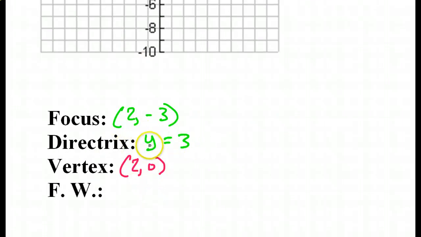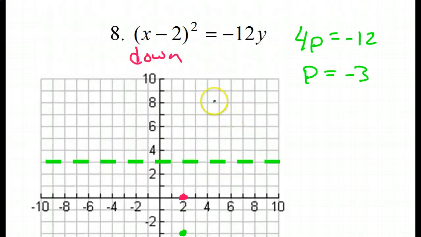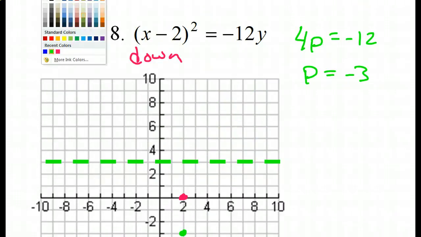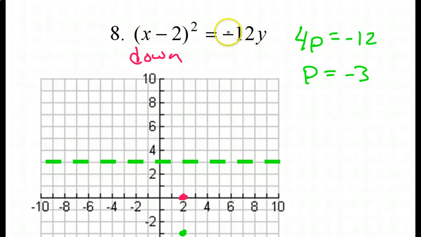Now, the focal width is going to be 12. All right, focal width comes from right here. Please do not put negative. A width cannot be negative. So the focal width is 12.